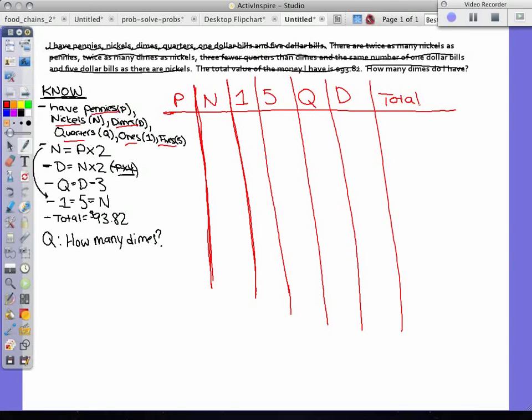I like to also put little notes above what I'm solving. So for pennies, that's going to be like half of dimes. So that's going to be, I'm sorry, half of nickels. So that's going to be nickels divided by 2 because nickels are pennies times 2. And that's going to be the same here, or they equal n. Because your 1s and your 5s are the same as nickels. And then the dimes are going to be nickels times 2. And this is going to be dimes minus 3. And the total I put up in parentheses is going to be 93.82.